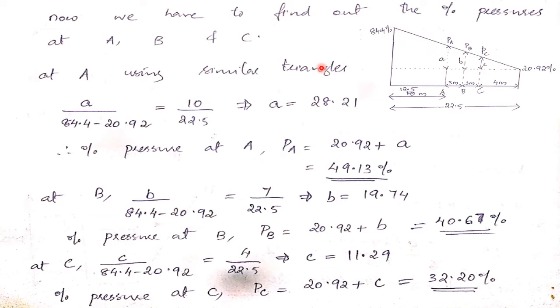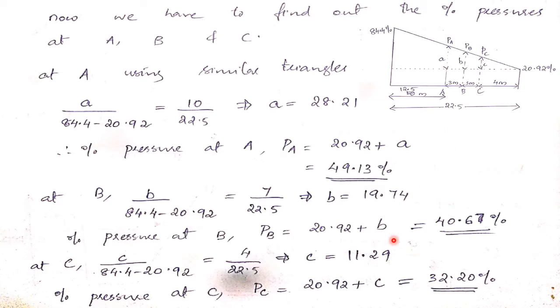Okay, now small a by 84.4 minus 20.92, that is this gap, is equal to the base of this triangle, that is 10, divided by the total length 22.5. From that we can get a equal to 28.21. Therefore pressure at A, PA, is equal to 49.13, that is 20.92 plus a. Using a similar technique, you can find out small b and small c and PB and PC.